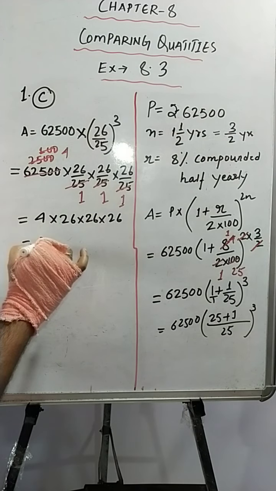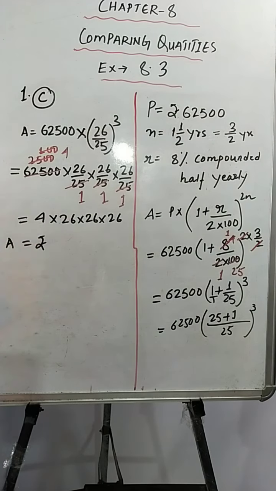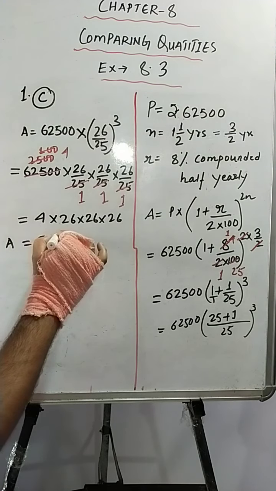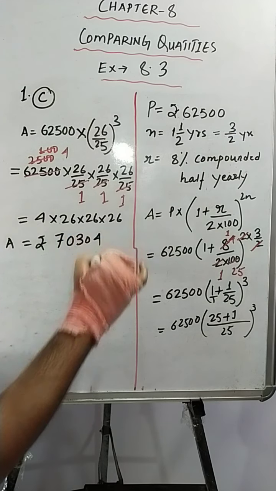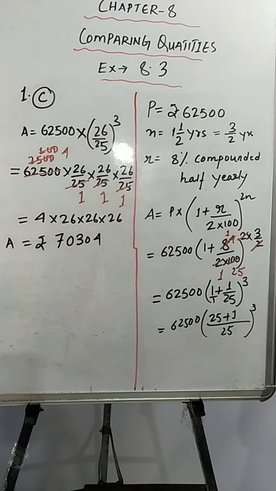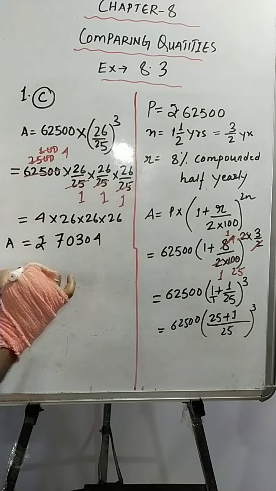So after multiplication you will get the amount as 70304. Okay, now finally we have to find out the CI.